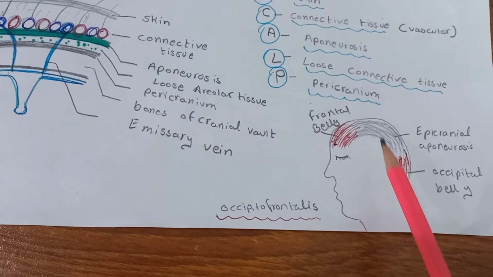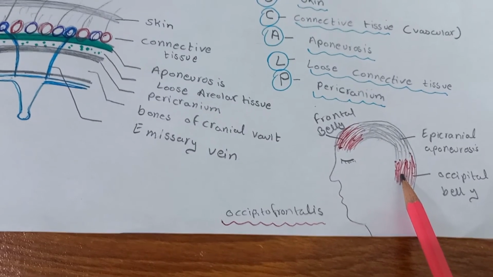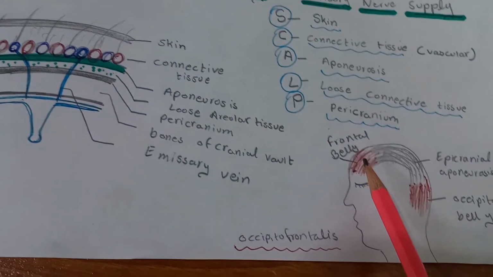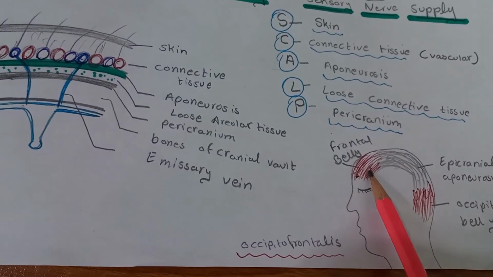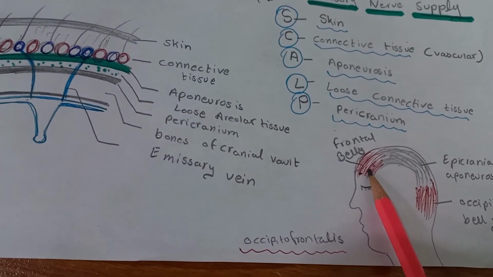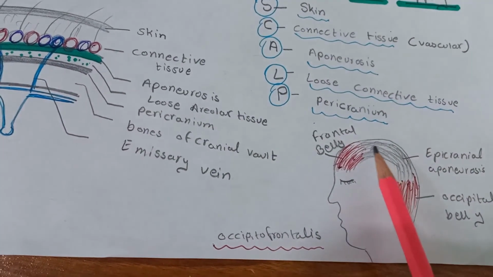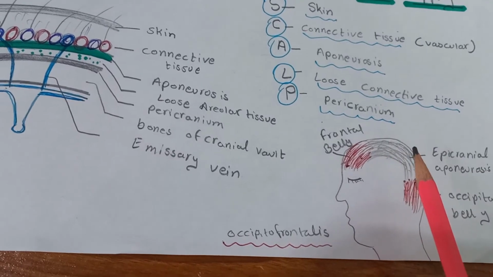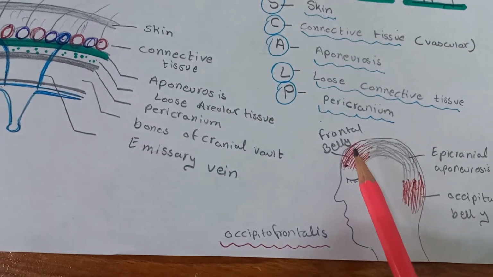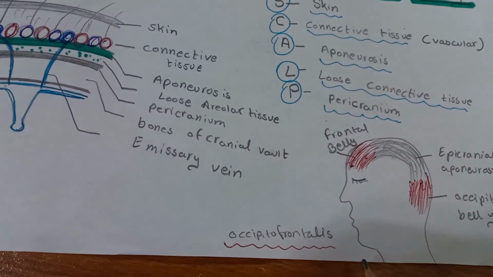As you can see in this diagram, this is the occipital belly from the highest nuchal line of the occipital bone, and this is the frontal belly of the occipitofrontalis muscle that originates from the skin and superficial fascia of the eyebrows. And finally, this muscle is inserted over the epicranial aponeurosis. This muscle is innervated by the facial nerve and it moves the scalp on the skull and raises the eyebrows.